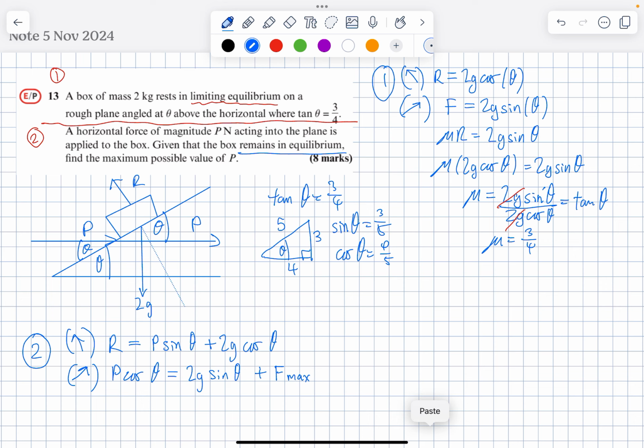Right. So now I'm going to make my P cos theta equal to 2g sine theta plus, now Fmax we know is mu times R, and R is P sine theta plus 2g cos theta.